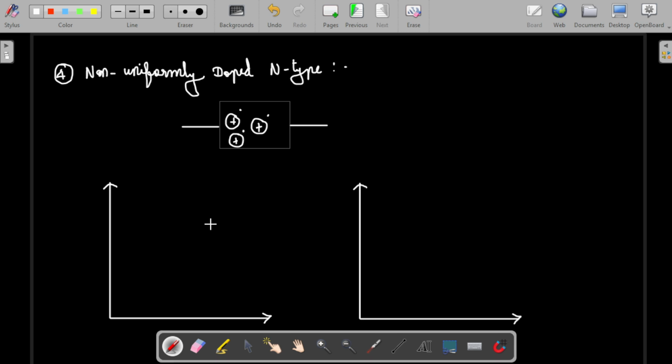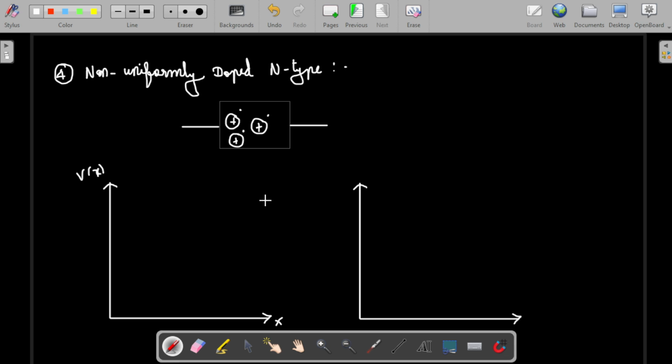So we can clearly say there will be some kind of inbuilt potential that will be built. Some inbuilt potential as well as inbuilt electric field will be there, but the net current will be equal to 0, that we already discussed in the charge neutrality condition. So if you guys have any doubt, you can go and watch that one.